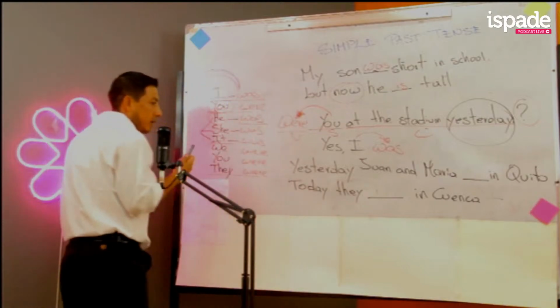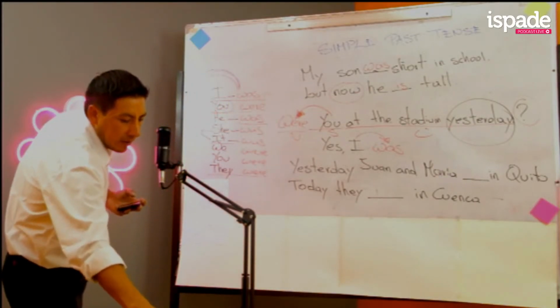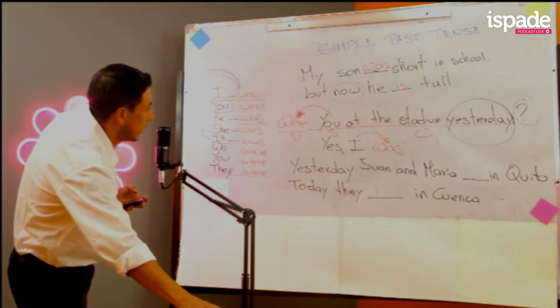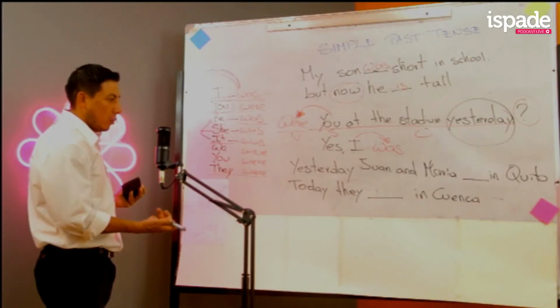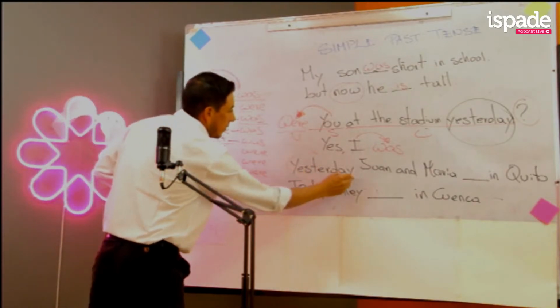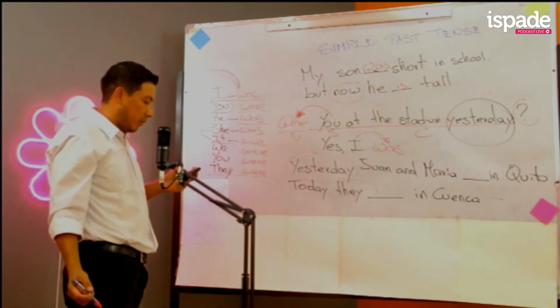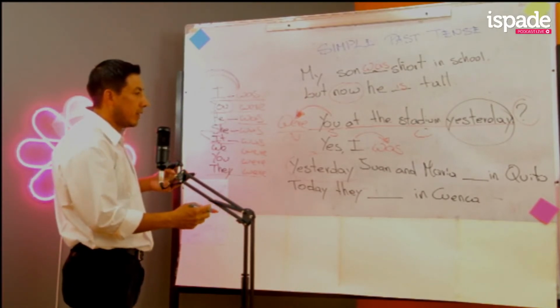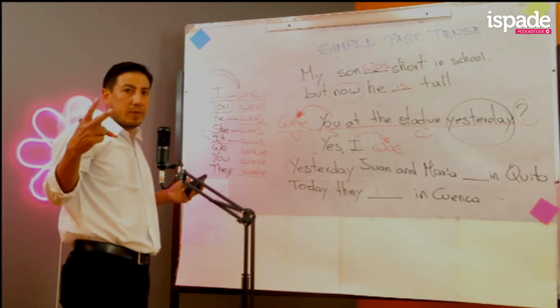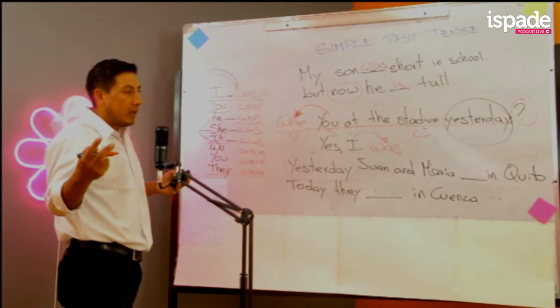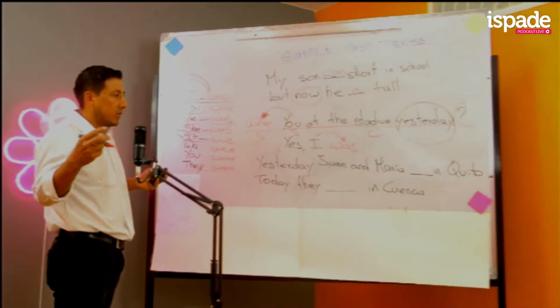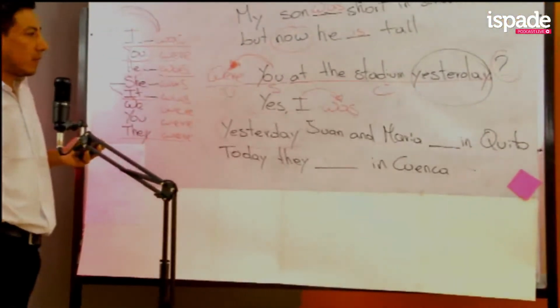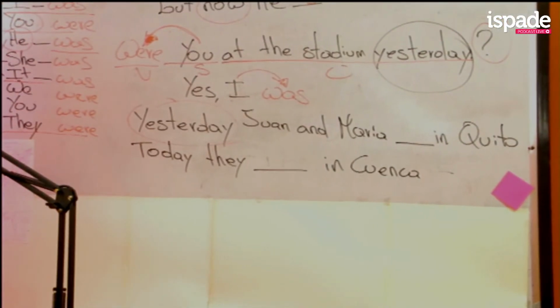Okay, let's see. First of all, identify that we are talking about yesterday. So, past tense, automatically. Yesterday. Juan and Maria. So we are talking about two people. Juan, he, Maria, she, but we cannot write down he and she. Maybe possible, but it's not correct.